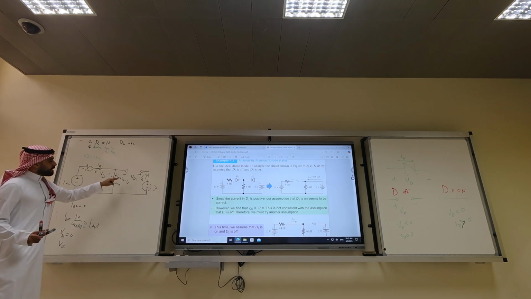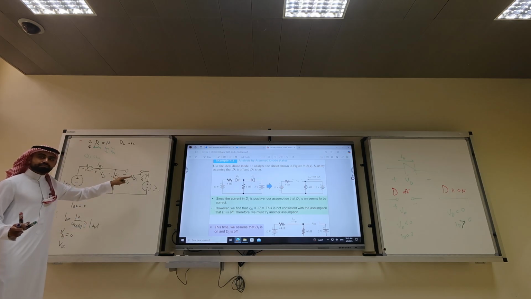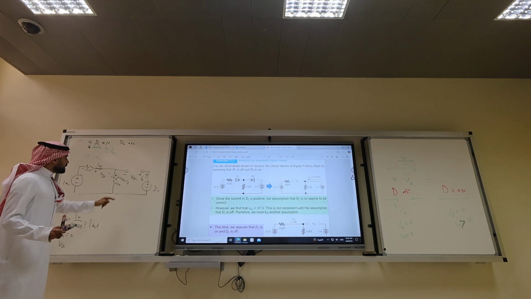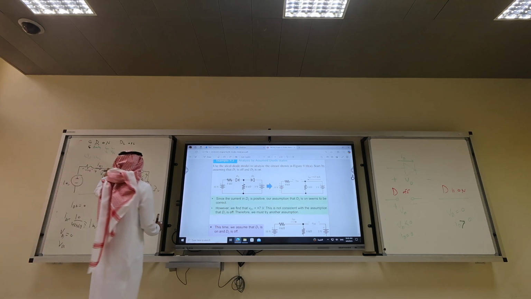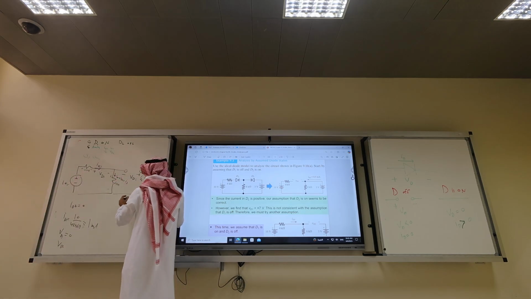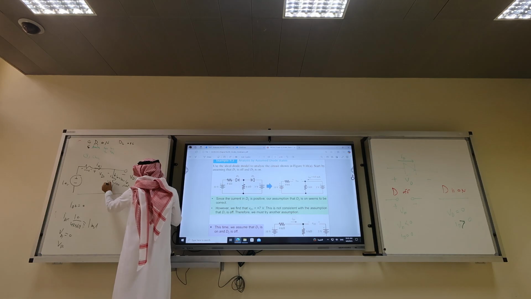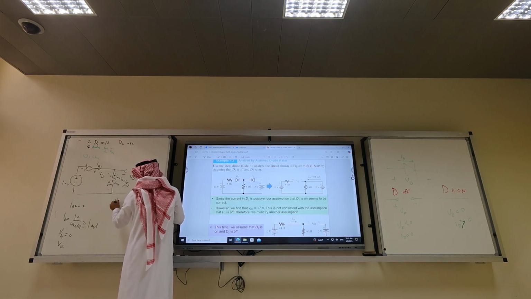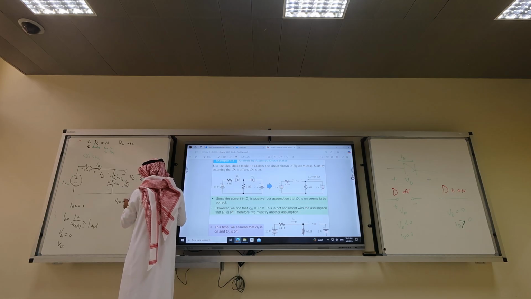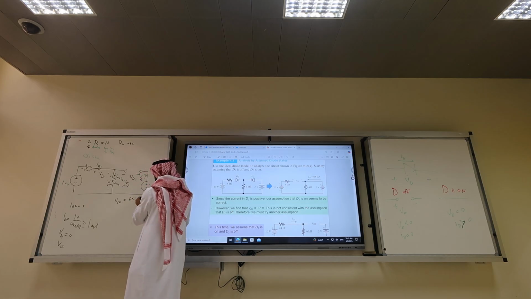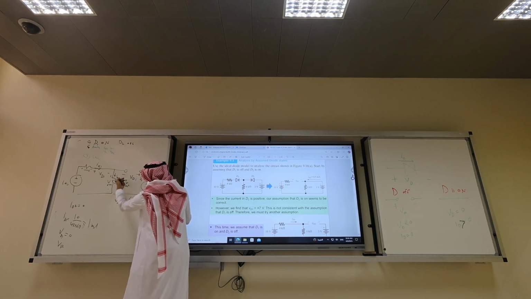Well, we have to do KVL here. So let's do a KVL here. What's the current that goes through the 6 kilo ohm? It's actually ID1, which is 1 milliamp. So what is V6 kilo ohm? It's 6 kilo times 1 milli, it's 6 volts. Okay, so do KVL here.